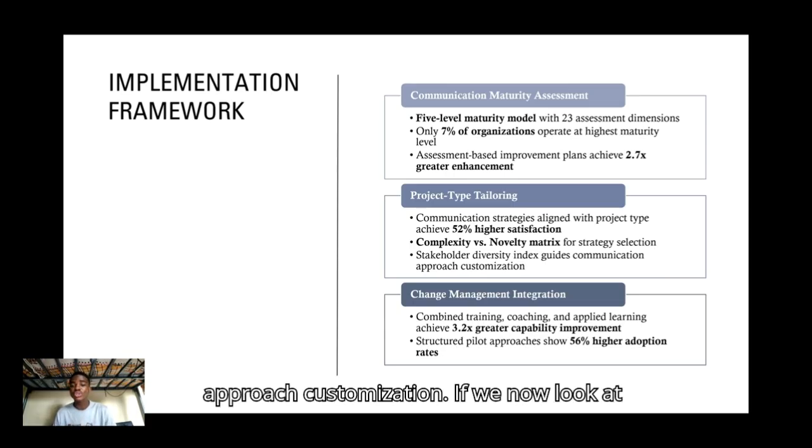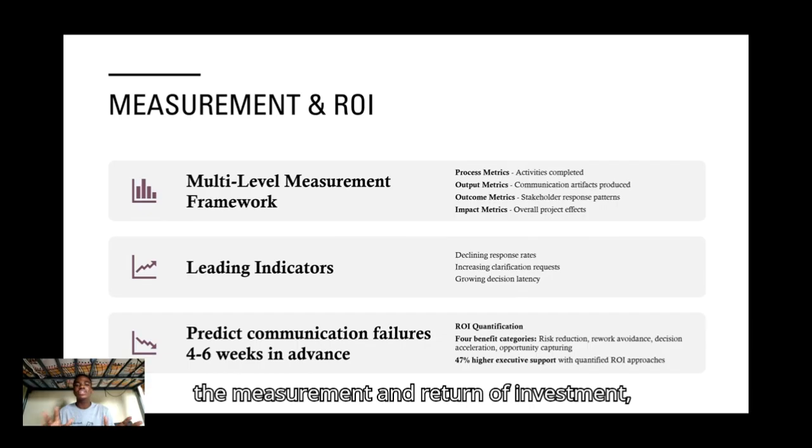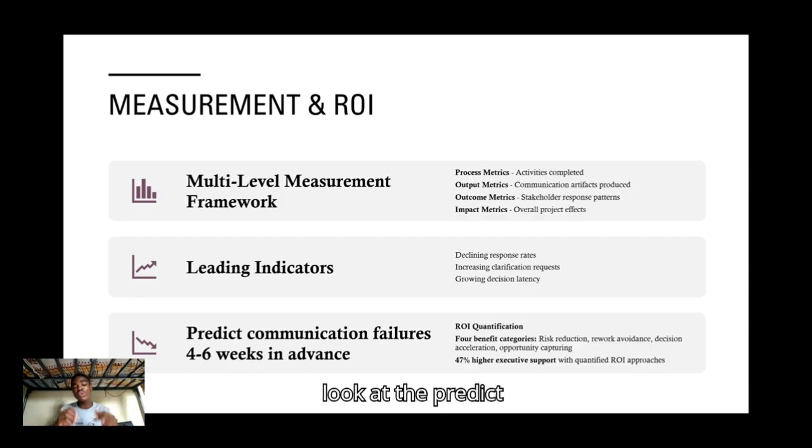A stakeholder diversity index guides communication approach customization. If we now look at the measurement and return on investment, we would see that a multi-level measurement framework, process metrics, output metrics, outcome metrics, impact metrics, improves the overall communication gap within stakeholders in the project. And the leading indicators were declining response rates, increasing clarification requests, growing decision latency. And if we also look at the predict communication failures 4 to 6 weeks in advance.